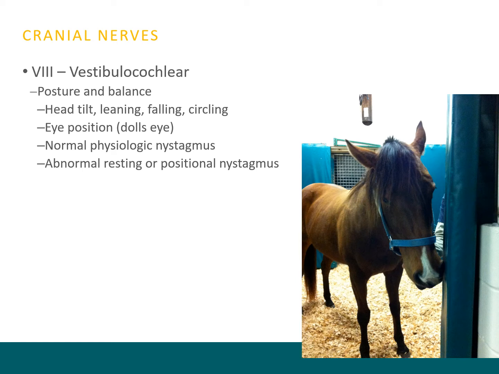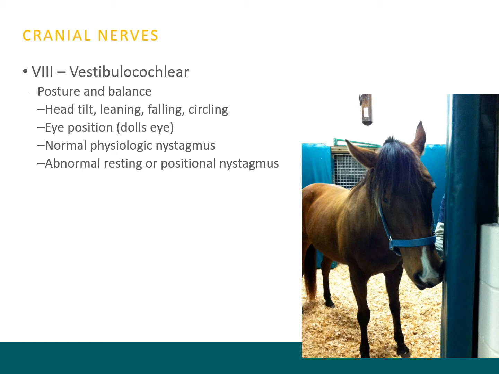So like I said, we look at head tilt. We're also going to look at eye position. So again, a normal horse, if you take their chin or their halter and pick their head up, they should roll their eyes ventrally a little bit to maintain that horizontal plane with the ground. If they don't do that, that is going to be abnormal.